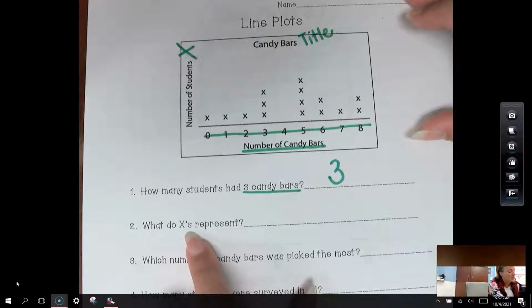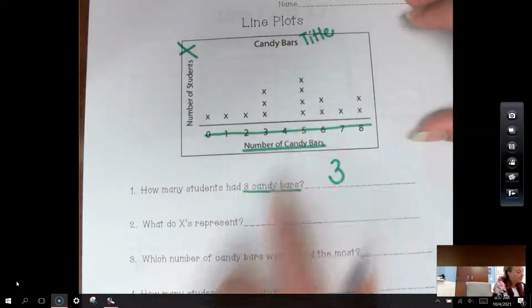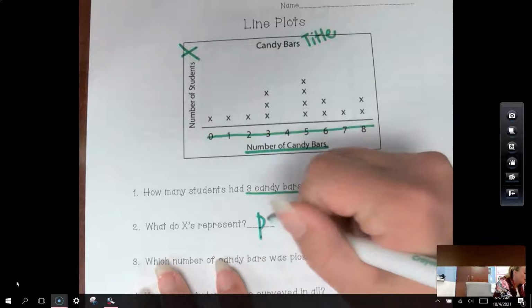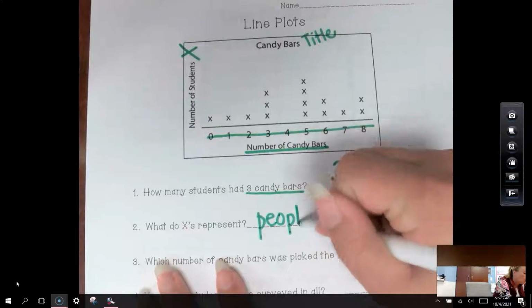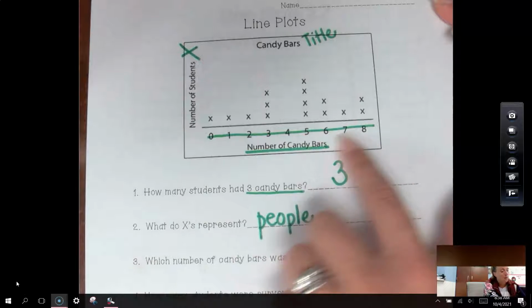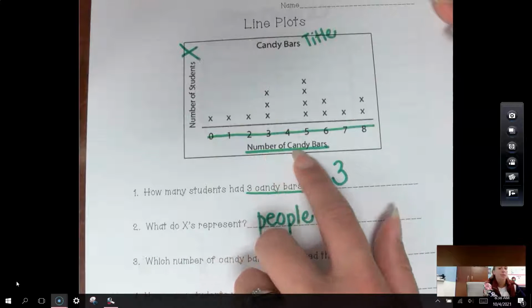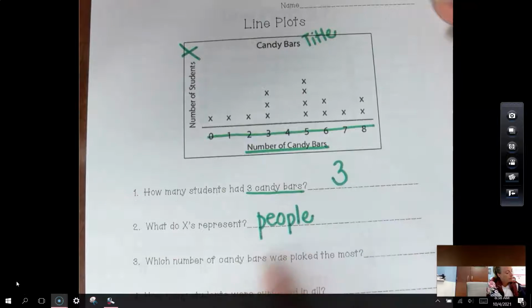What do X's represent? Well, the X's always represent people or things. Most of the time, though, they are going to represent people. X's represent people. The numbers always represent what's down here. So in our chart today, this represents candy bars.